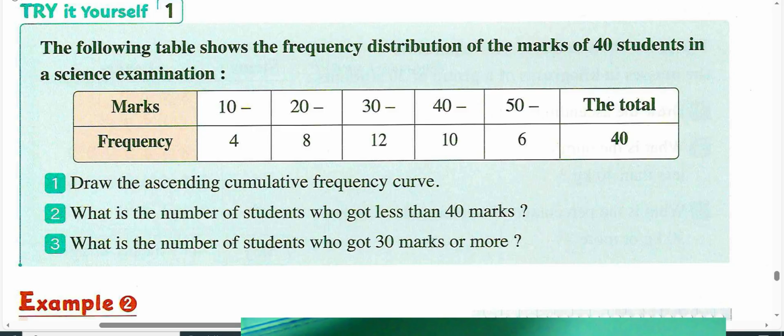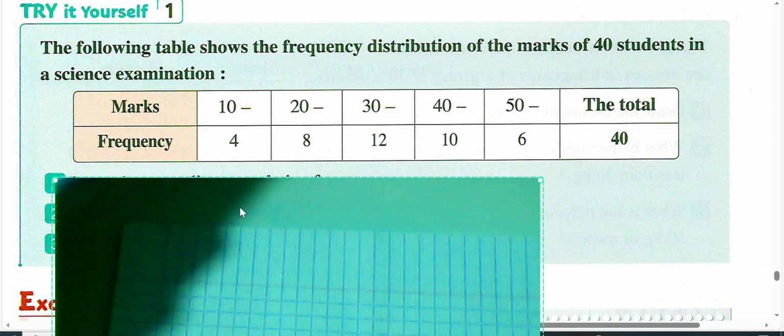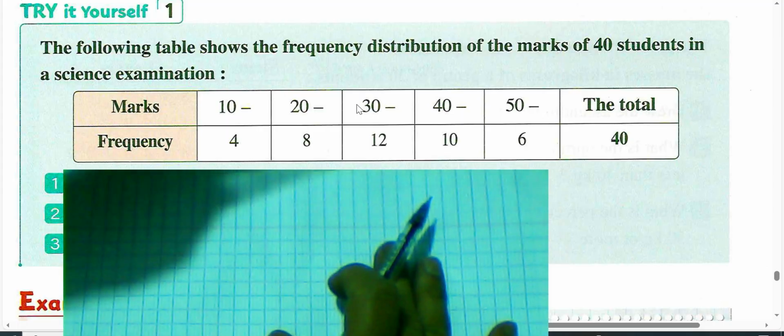It will be about question number 1. The following table shows the frequency distribution of marks of 40 students in a science examination. Draw the ascending cumulative frequency curve and then complete this question. First step, we draw the table containing the upper limits of intervals and ascending cumulative frequency. Look here.